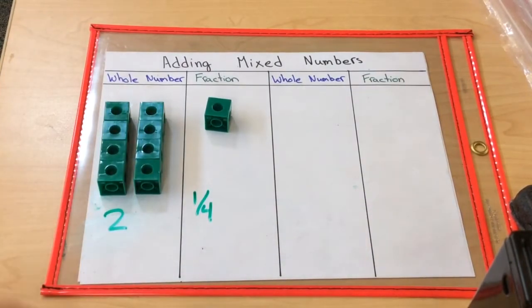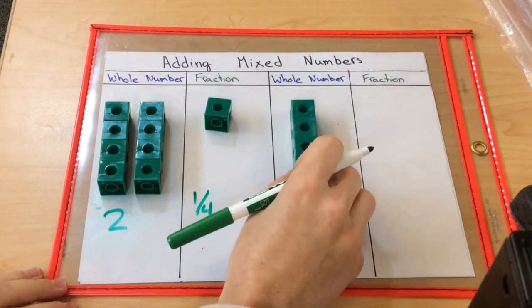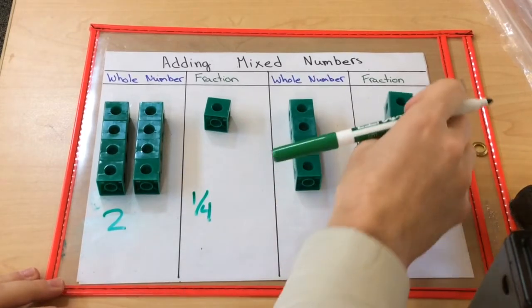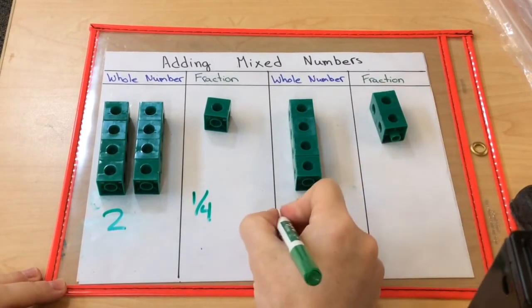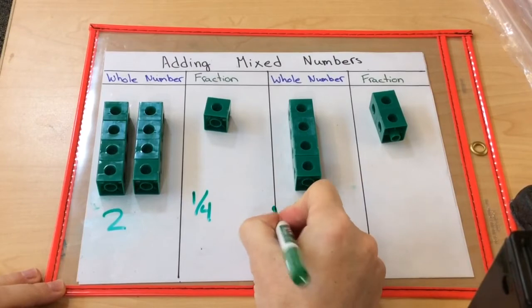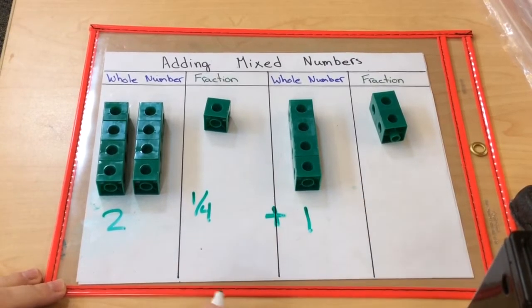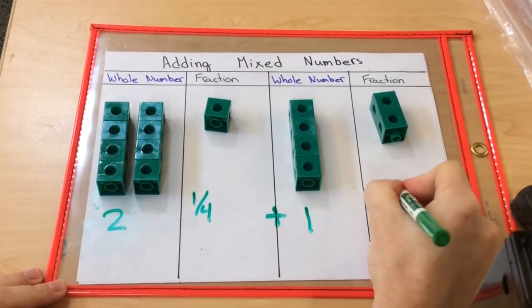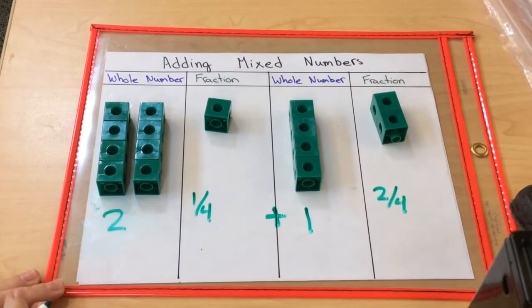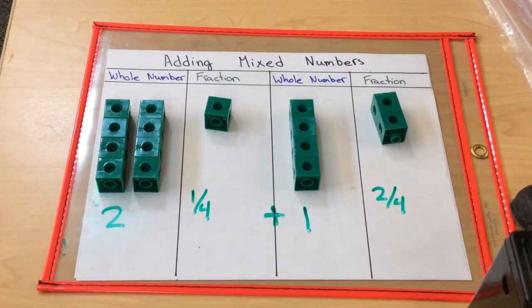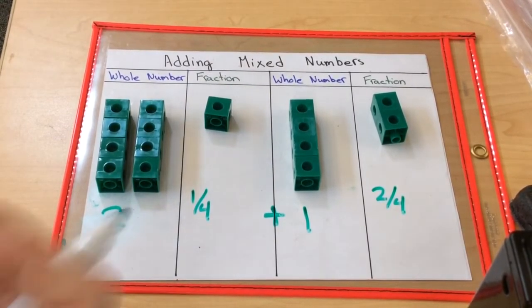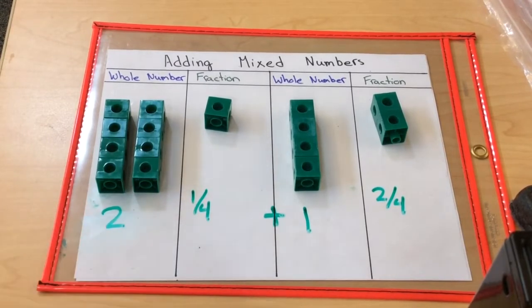And to this equation, I'm going to add another whole and 2/4. So I'm adding it to 1 whole plus 2/4. When we add mixed numbers together, we always like to start with the fractions. This is really important when it comes to subtracting mixed numbers, so we want to develop a good habit now of starting with the fraction.